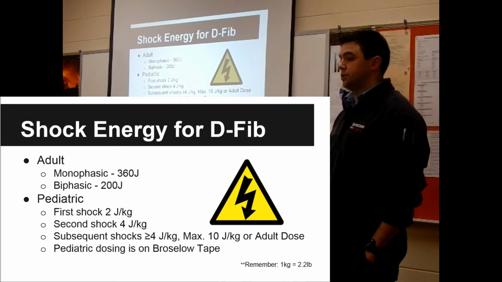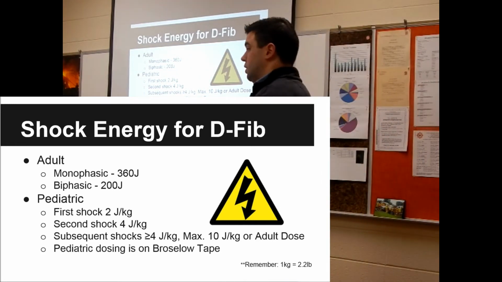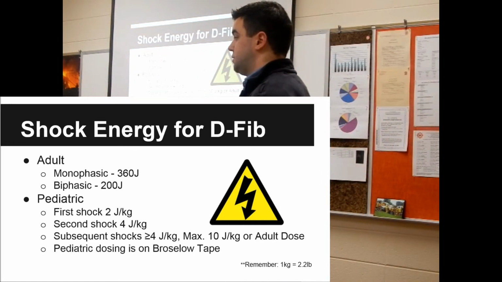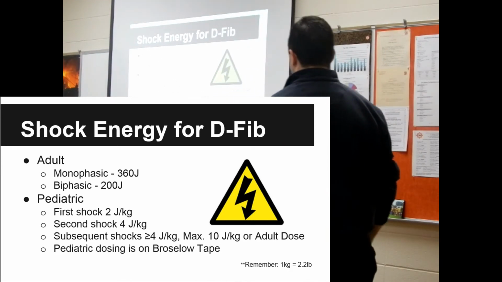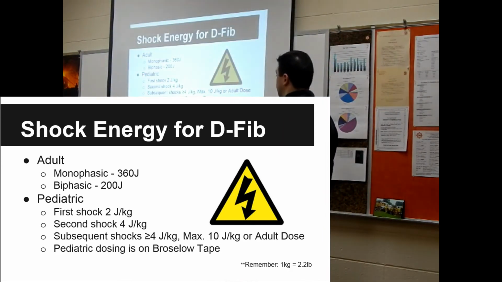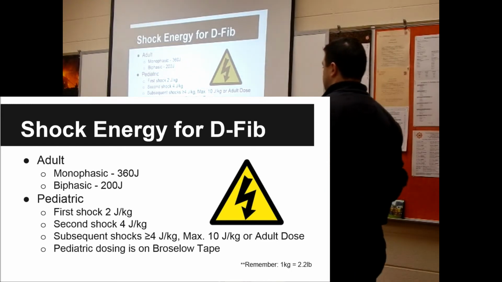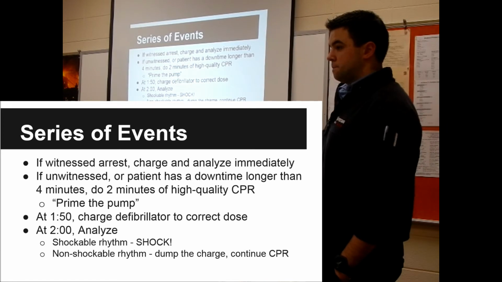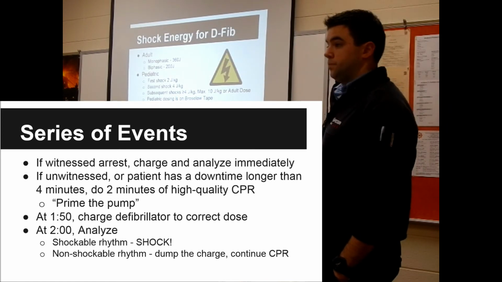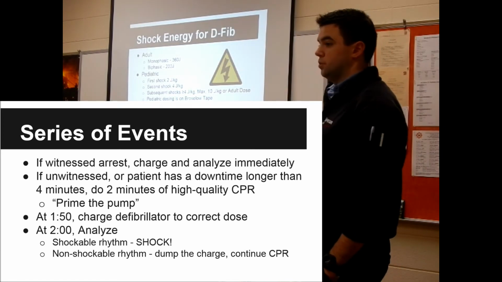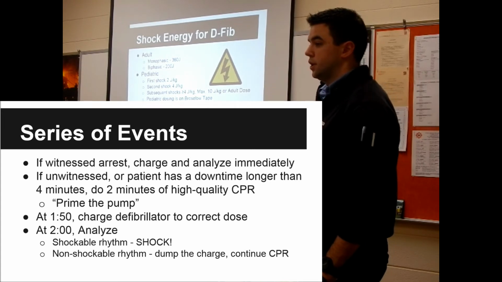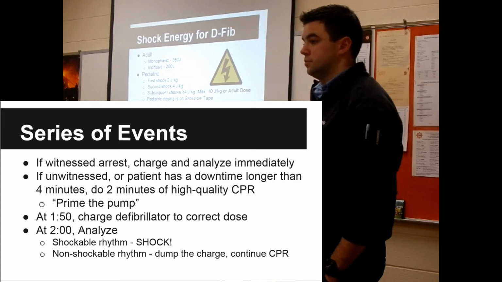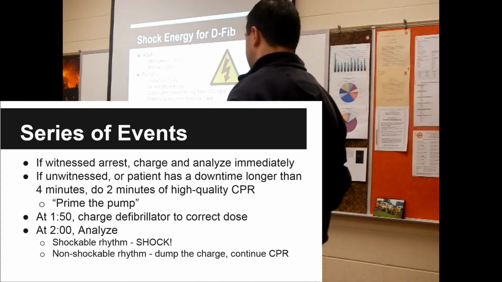And your pediatric dosing is on your Broselow tape as well. So if your partner has that out for ACLS meds, you can reference that for your pediatric dosage. Just remember 1 kilo is 2.2 pounds, street math, just divide by 2. Is that the same with monophasic and biphasic for these doses? Yeah, it's going to be the same because you're actually doing joules per kilo rather than just a set amount of joules.